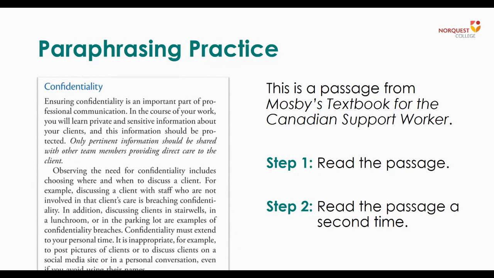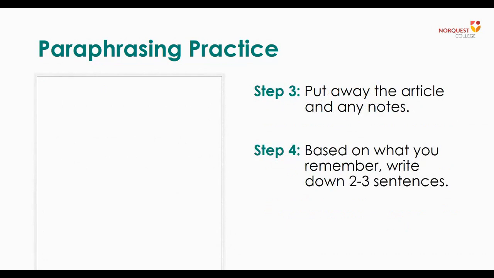Okay, so we read it through 2 times. Step 3, if you made any notes while you were reading, which is an option, put them away. I've put away the article for us. So now, based on what you remember having read those 2 times you read it, write down 2 or 3 sentences that you feel really paraphrase or sum up that information that you just read, and I'll give us another minute to do that.